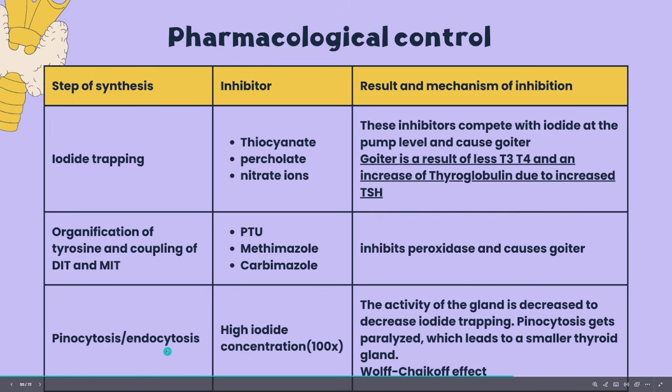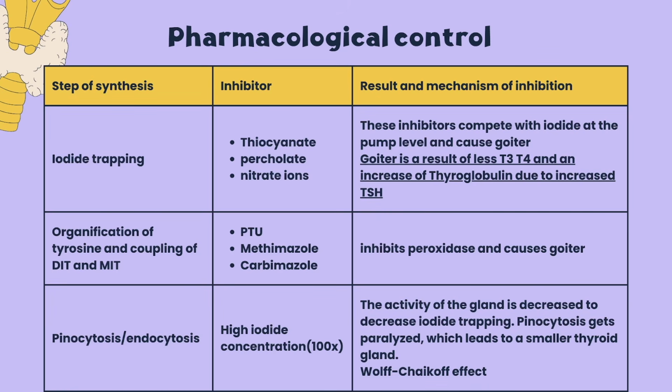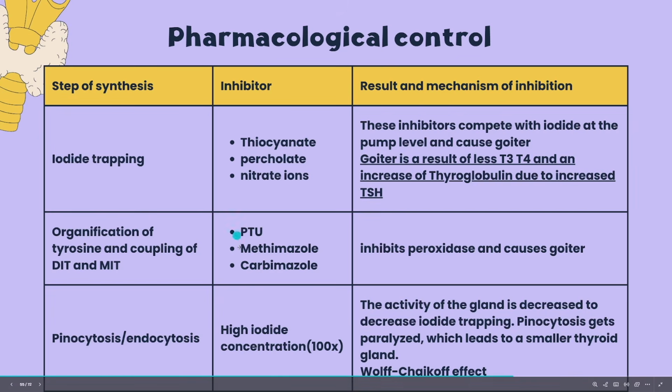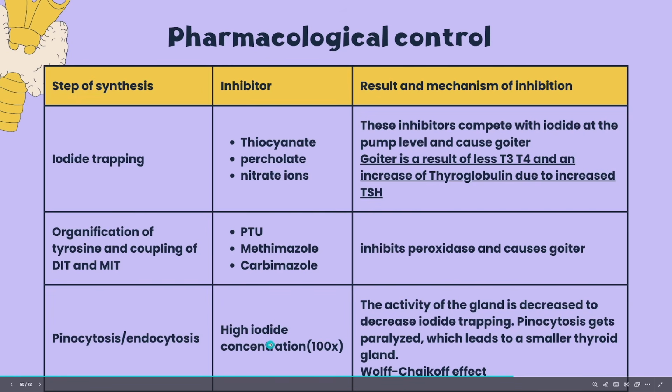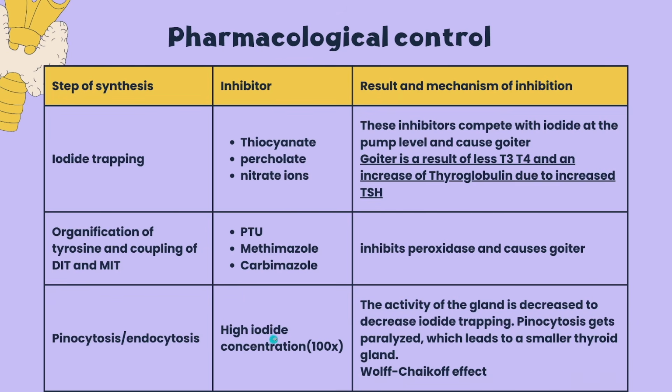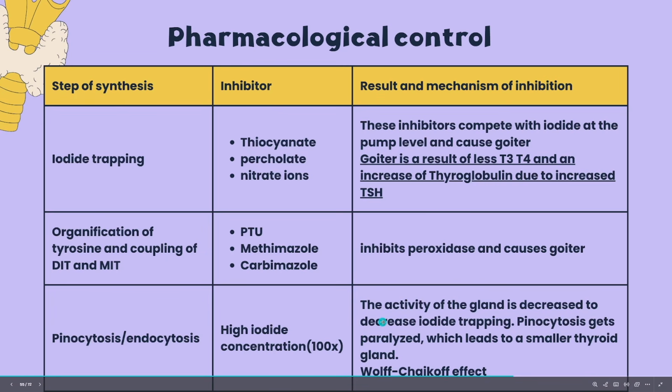Pinocytosis and endocytosis is the mechanism of reabsorbing the thyroglobulin into a colloid droplet. How is it inhibited? Due to a high iodide concentration, about 100 times normal. The activity of the gland is decreased, so we decrease the iodide trapping by decreasing the activity of the whole gland, and that causes paralysis of the pinocytosis, which leads to a smaller thyroid gland. That effect is called the Wolff-Chaikoff effect.